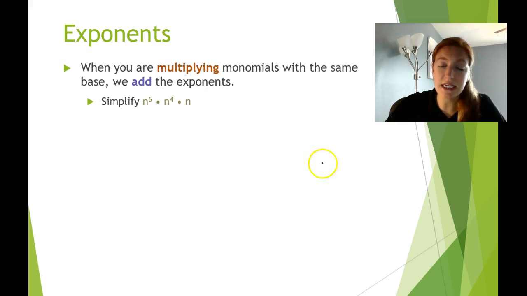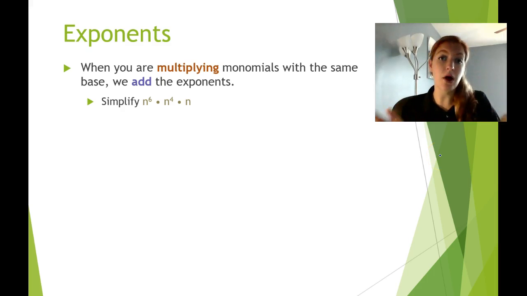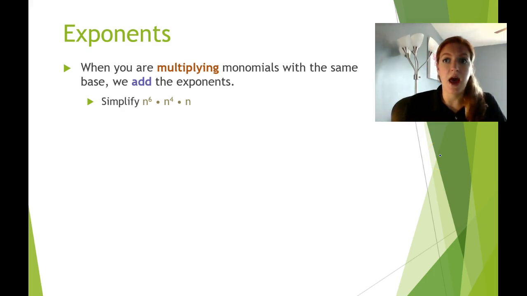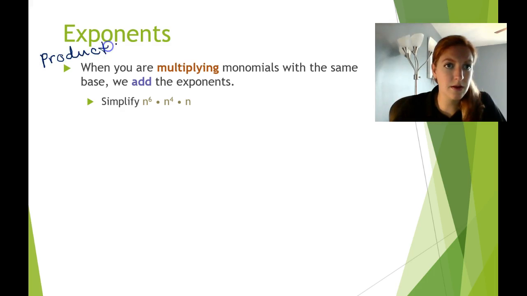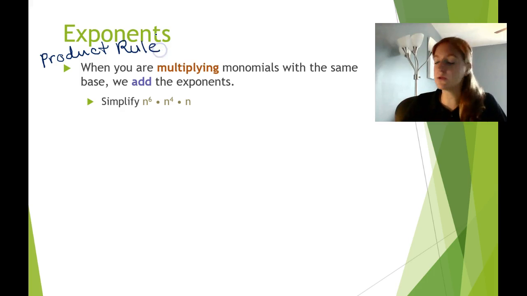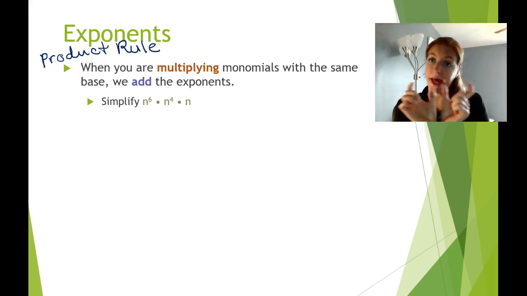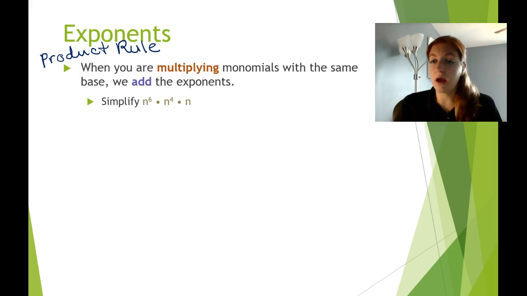Our first rule is, what do we do when we multiply monomials? This is called the product rule. The product rule states that when you are multiplying two or more terms which have the same base, and the base is the larger number or variable on the bottom, then we're going to just add the exponents. So let's look at our first example.